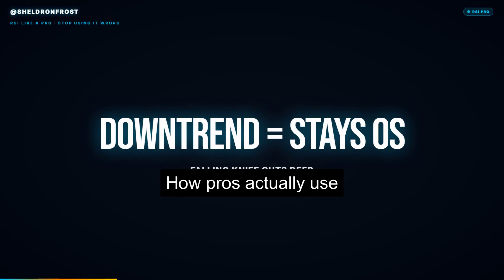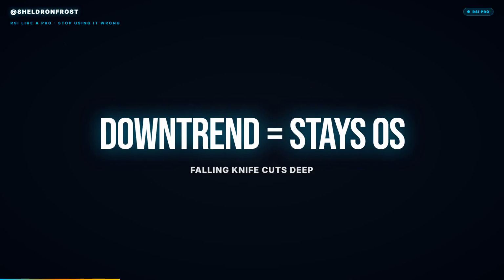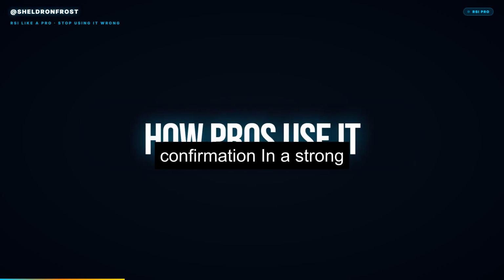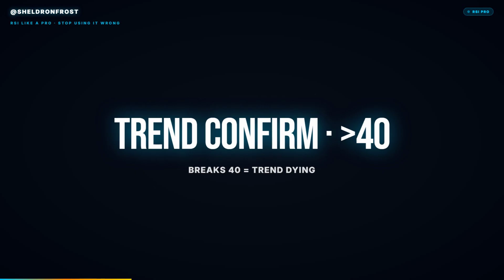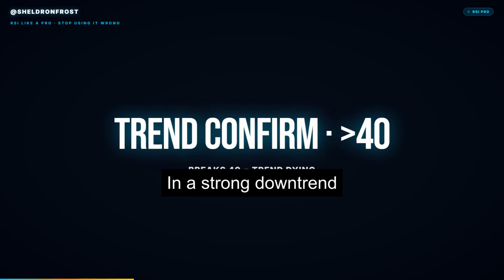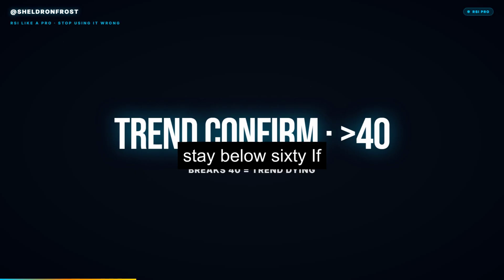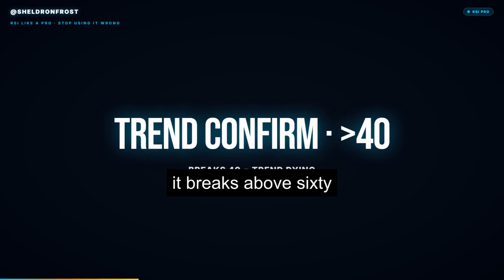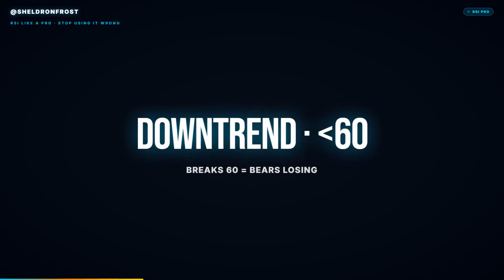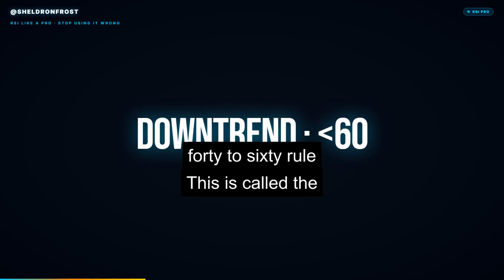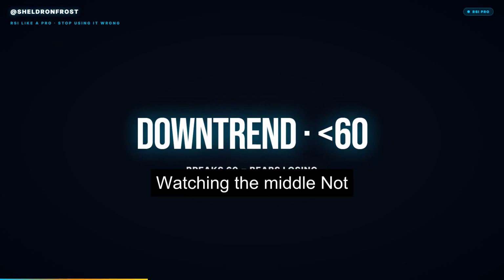How pros actually use RSI. Pro tip 1. Trend confirmation. In a strong uptrend, RSI should stay above 40. If it breaks below 40, the trend is dying. In a strong downtrend, RSI should stay below 60. If it breaks above 60, the bears are losing control. Trend may reverse. This is called the 40 to 60 rule. Watching the middle, not the extremes. That's where pros get the signal.